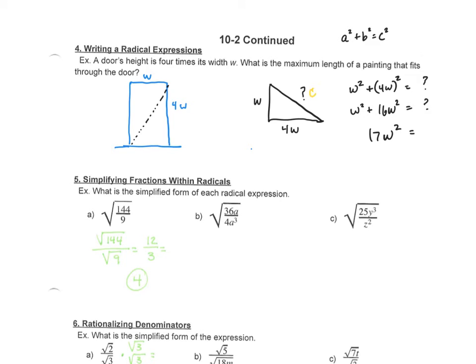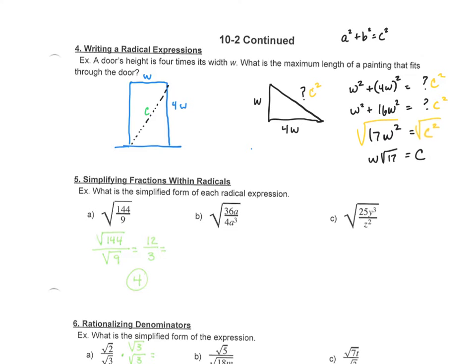Because it's c squared. And it looks like c could be, find the square root of both sides, and I'm going to get c is equal to w square root of 17. Now we don't know what w is going to be equal to, but we did come up with a formula knowing that this length of c is equal to w square root of 17. So once we found w, we could find out the actual size.